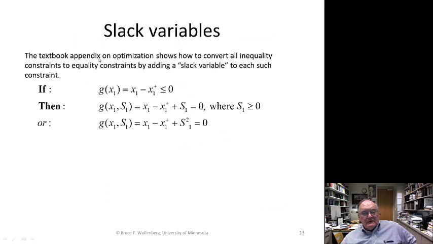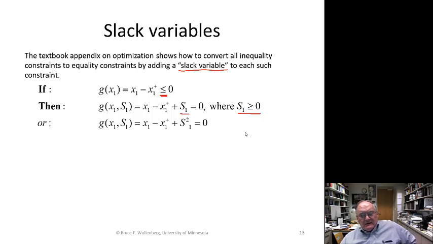In the textbook, the appendix also shows how to convert inequality constraints to equality constraints by adding what are called slack variables. We saw this in solving problems with linear programming. This was the way we did it, and you can do it here too. So instead of putting this less than or equal, let's make it an equality constraint. We'll just add an S right here, and we'll say S is always greater than or equal to 0.